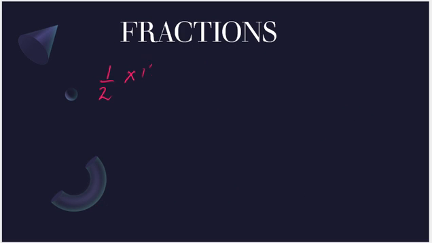Half of 12, which means 12 into 1 is 12. And because there is nothing here in the denominator, we can take it as 1. 2 into 1 is 2. This is the same as saying 12 divided by 2, which is equal to 6.